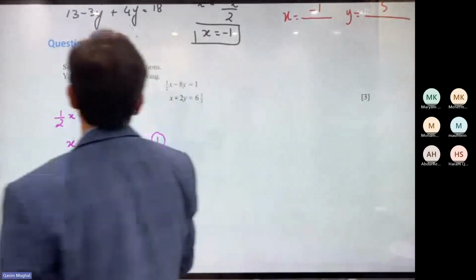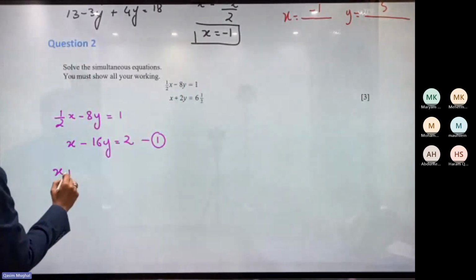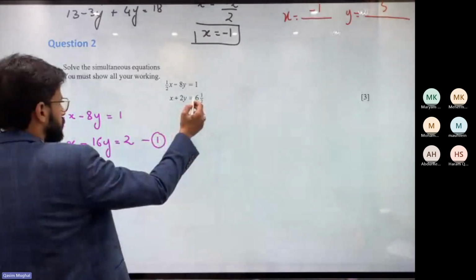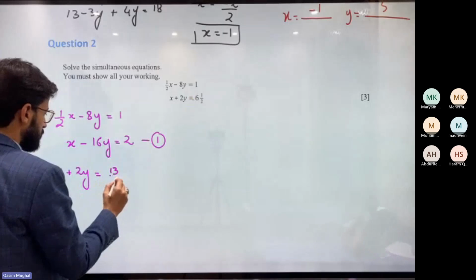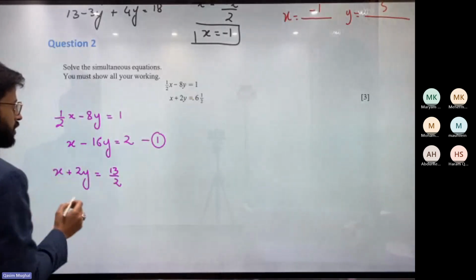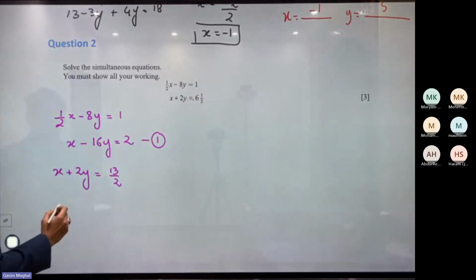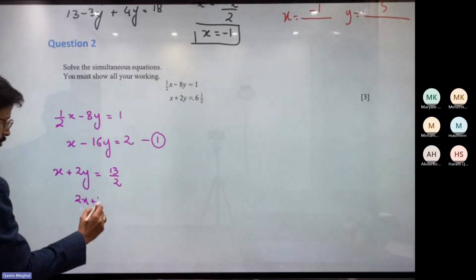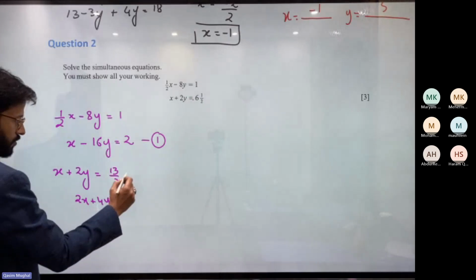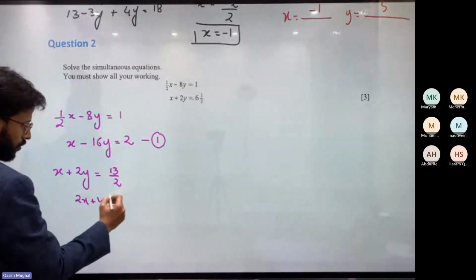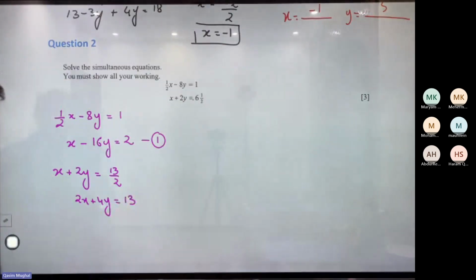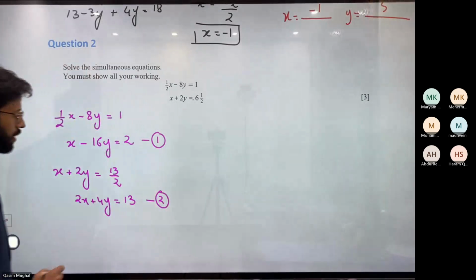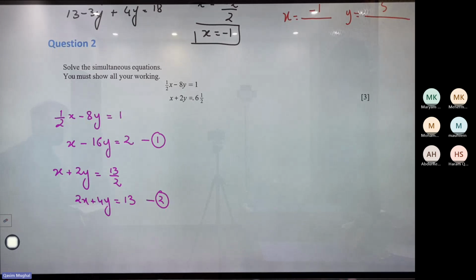सेकंड इक्वेशन पे आते हैं. सेकंड इक्वेशन थी x प्लस 2y. अच्छा ये पहले तो मिक्स फ्रैक्शन में लिखा हुआ है, तो 13/2 आ जाएगा. इधर भी हम यही काम करेंगे, पूरी इक्वेशन को किससे मल्टीप्लाई करेंगे? 2 से मल्टीप्लाई करेंगे. तो 2x प्लस 4y इज इक्वल टू, इधर वो 2 और ये 2 कैंसिल, एंड यू विल बी जस्ट लेफ्ट विद 13. दिस इज इक्वेशन 2.